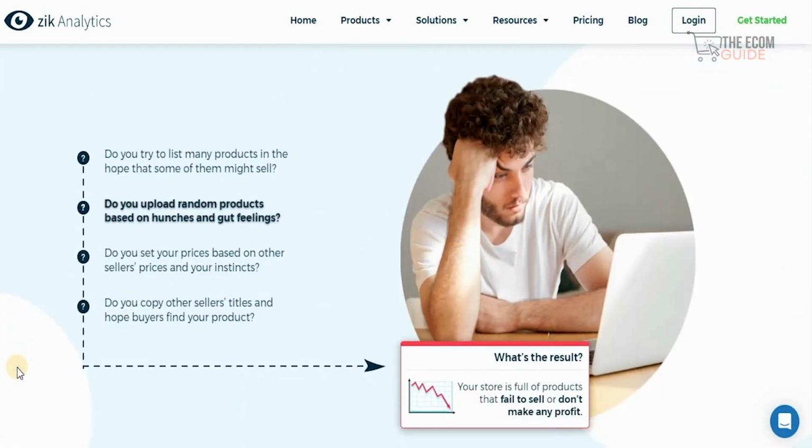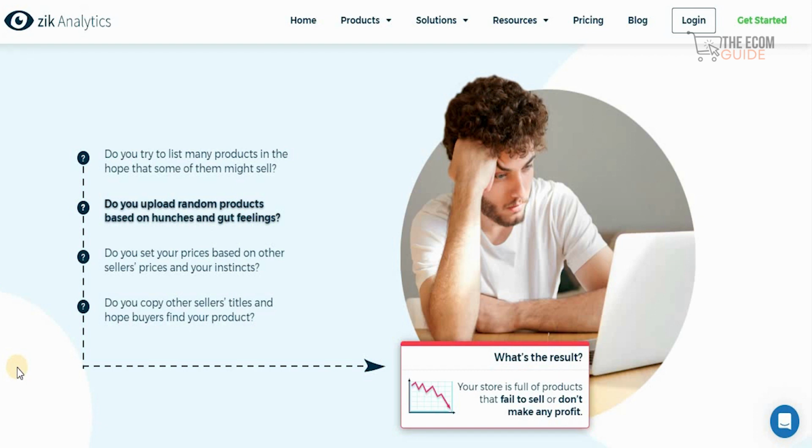So basically, if you're trying to list as many products in the hope that some of them might sell, that is completely wrong, guys, and that is not a strategy that you should be applying. You need to understand some basic elements before you start selling on eBay. And if you are uploading random products based on hunches and gut feelings, you will definitely face a lot of difficulties, and you would feel disheartened as well, because sometimes they will not work.